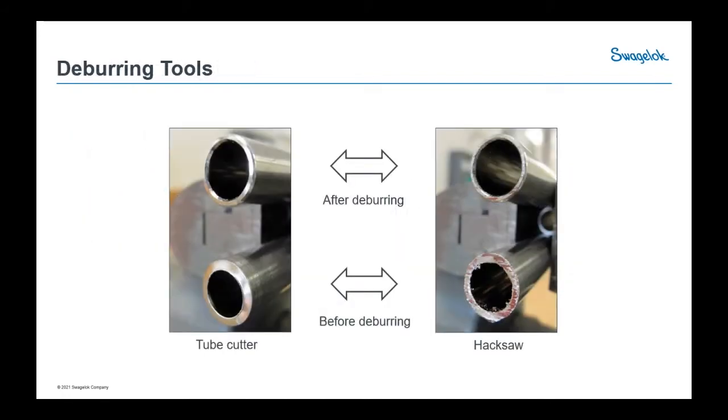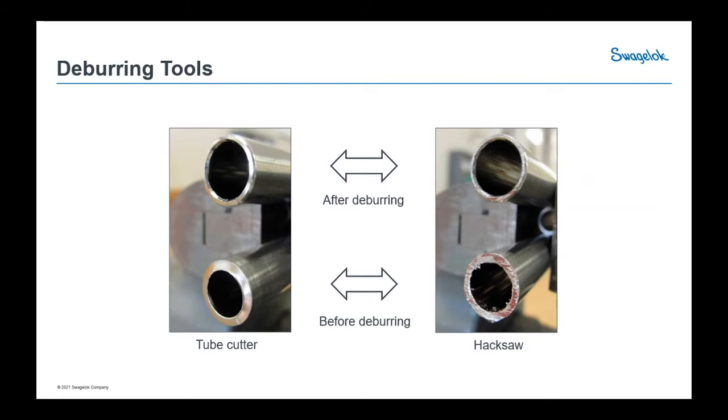If you look at these two examples right here, the tubing on the left has been cut with a tube cutter, and the tubing on the right has been cut with a hacksaw. And you can see the difference in the two: with the tube cutter you don't get any burrs on the ID of that one. It tends to push out, and with the hacksaw, you're going to end up with burrs on the ID and the OD.